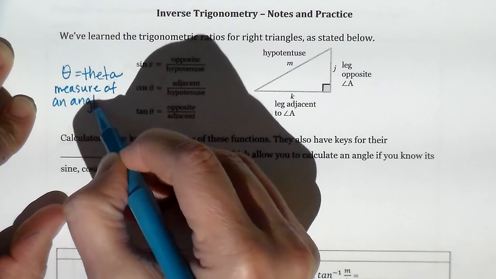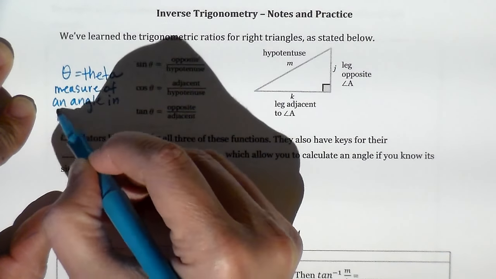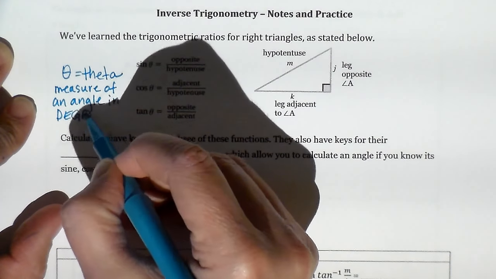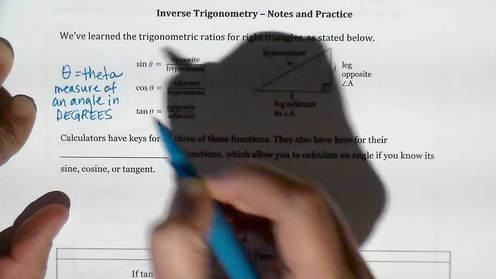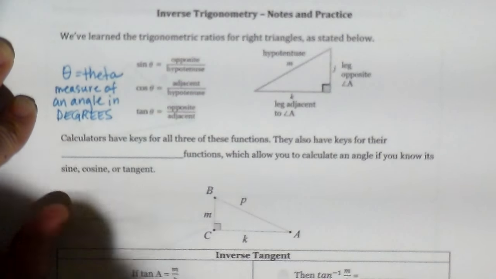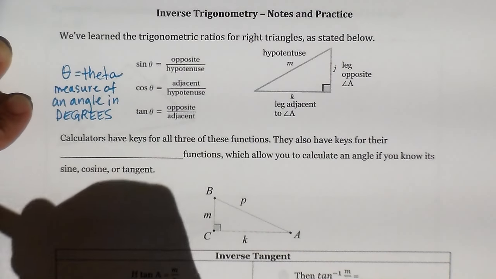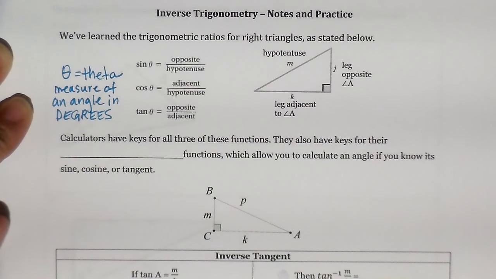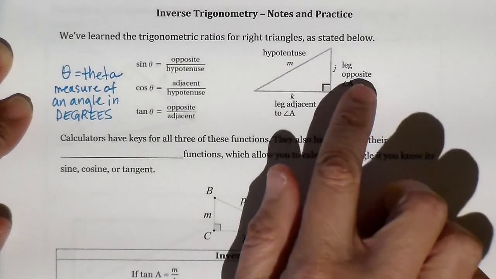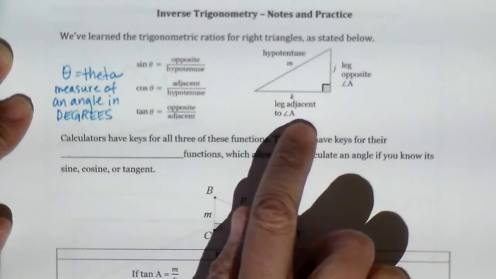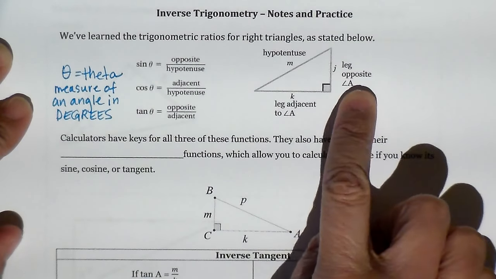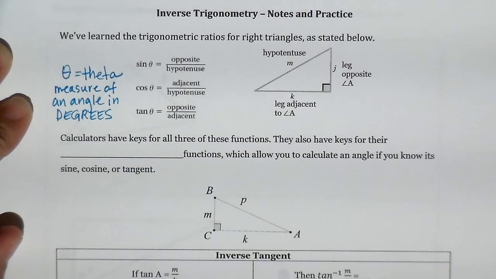It's the measure of an angle in degrees. When we use theta, we're indicating degree measure. When we get into radians, that is going to be a little bit different, okay? So we're looking at a degree measure. All right, so that's kind of a review. We're looking at these angles. Here's your angle right here. This is the adjacent leg. That's the opposite leg. That's the hypotenuse, okay?